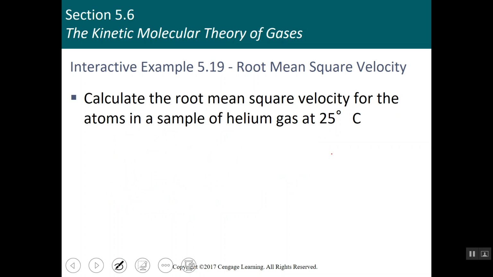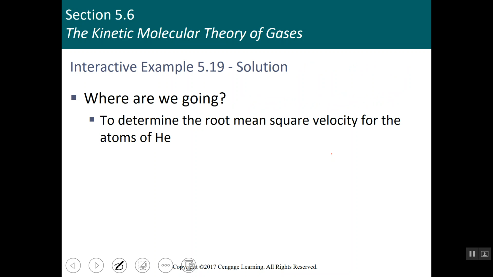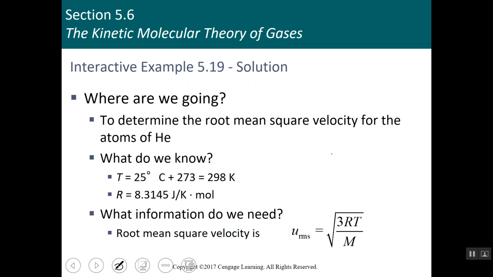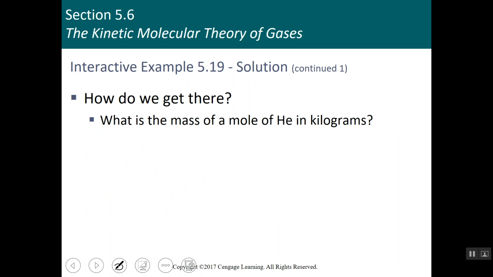So we're going to work through calculating the root mean square velocity for the atoms in a sample of helium gas at 25 degrees Celsius. Notice there's only one number in this problem. But where are we going to go? We're trying to figure out the root mean square velocity. What do we know? We know the temperature. That was the one number given in the problem. We know our value for R. And then there are some other things that we're going to need.